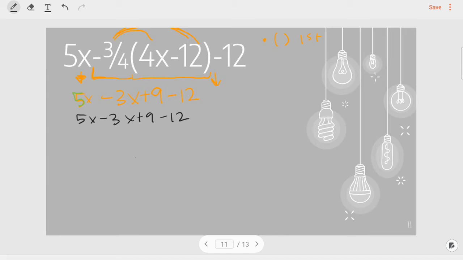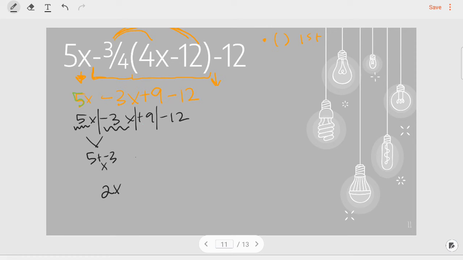Now, I am going to break apart my terms. Remember, I'm going to make little snips, or little lines between each plus and minus. So 5x, snip, 3x, snip, 9, snip, 12, snip. And I'm going to look and see what's like terms with my first term. So 5x is a like term with -3x, and I'm going to combine that. 5 plus -3, if I type that in my calculator, I'm going to get a 2. Those had an x on them, so 2x.